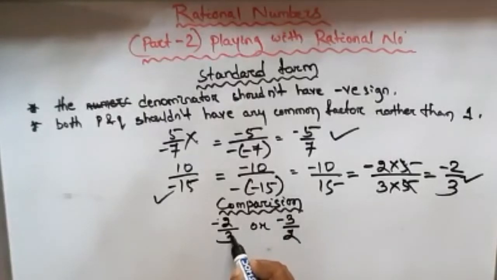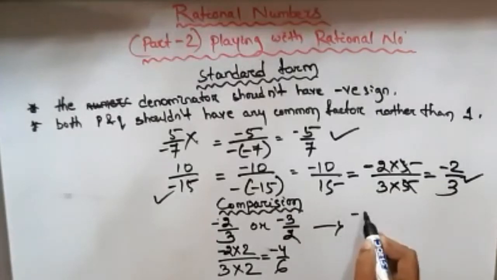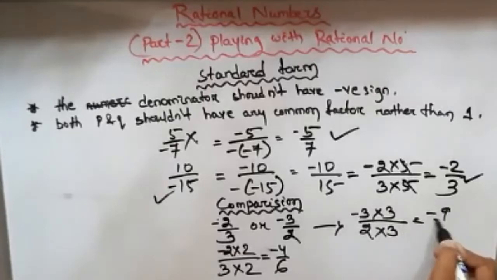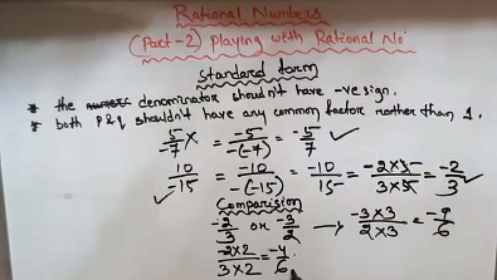So what I will do now is try to equate the denominators. I will take the LCM of 3 and 2, which is 6. So I have to turn 3 to 6 and I have to turn 2 to 6. Minus 2 into 2 divided by 3 into 2 is equal to minus 4 by 6. Now this one, minus 3 into 3 divided by 2 into 3 is equal to minus 9 by 6. Now we got minus 4 by 6 and minus 9 by 6. Denominators are the same, so we don't have to consider the denominator. You only have to consider minus 4 and minus 9.